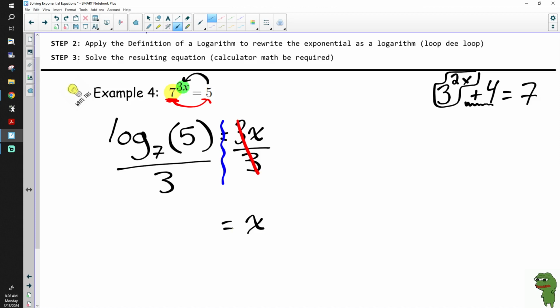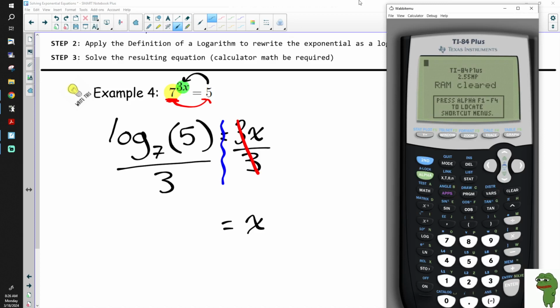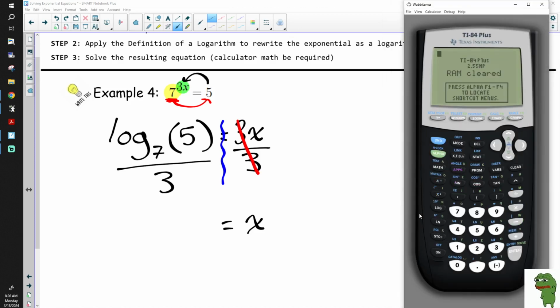The left side, this is not mental math, is it? I don't know what log base 7 of 5 divided by 3 is, so I need my calculator, and I'm going to plug it all in at the exact same time. So I'm going to pull up my calculator. We are going to plug it all in at the exact same time. See what that looks like. All right. Turn your calculators on.